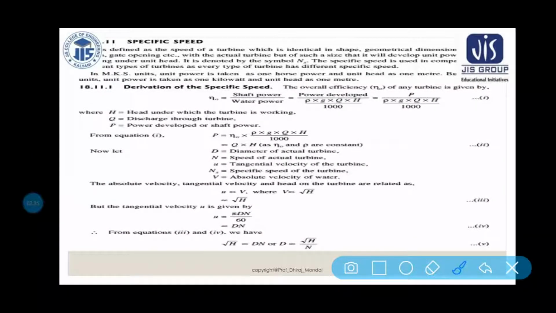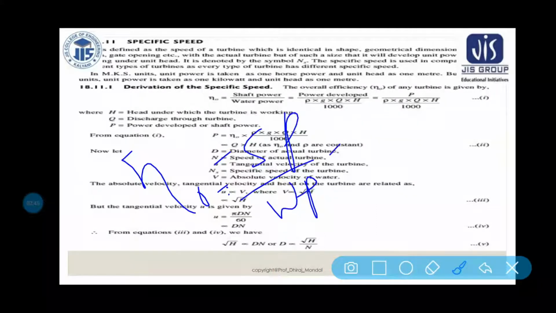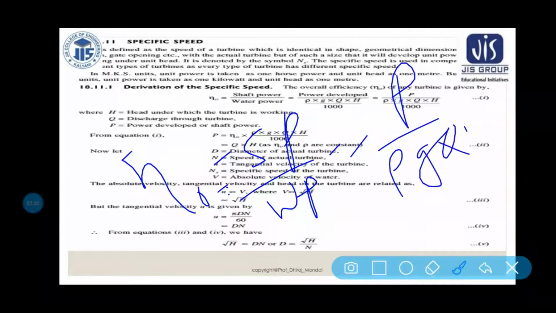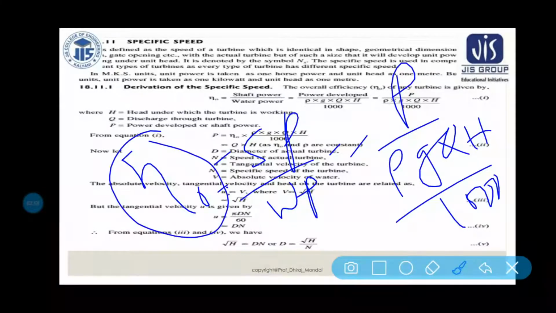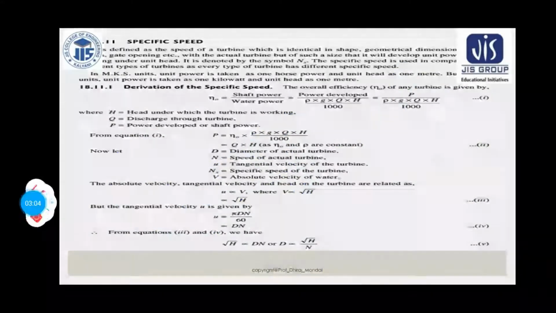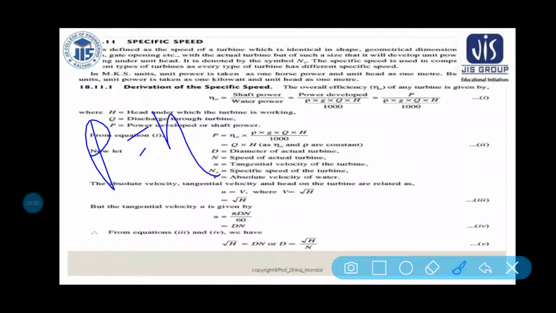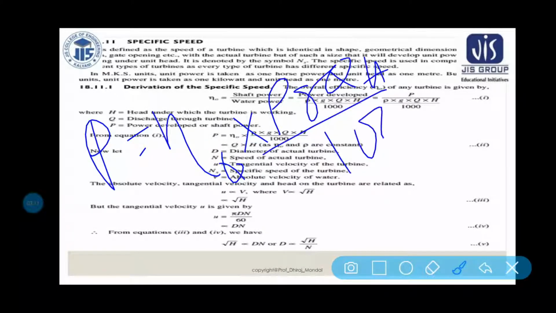Now, how can we calculate the specific speed? You know that overall efficiency is equal to shaft power by water power. If I consider the shaft power as P, the water power we can write as rho g Q H by 1000. So the power is equal to overall efficiency into rho g Q H by 1000.